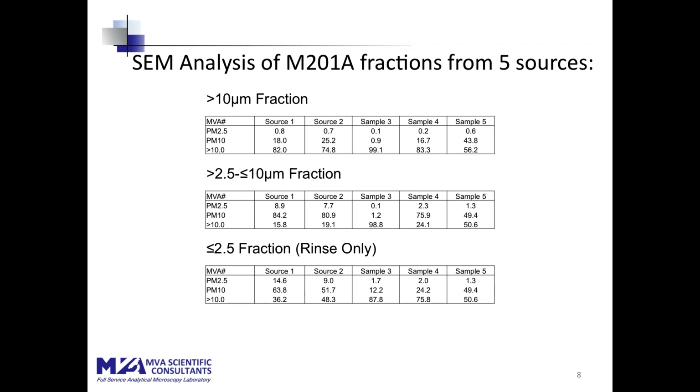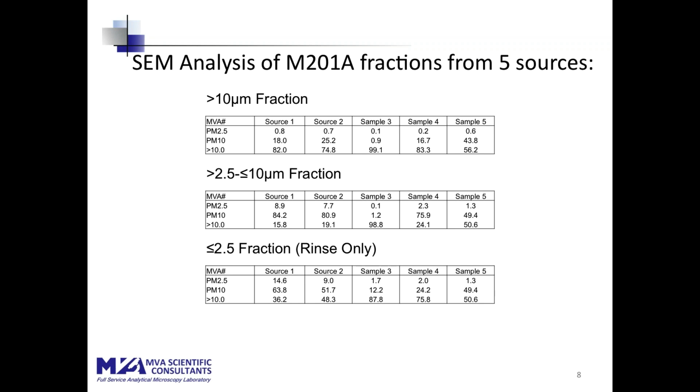This slide shows the results of the analysis of 3 different fractions of method 201A catches from 5 different sources. Method 201A uses a cyclone to separate out particles nominally larger than 10 microns, and then a second cyclone to pass particles nominally smaller than 2.5, and particles between 2.5 and 10 microns are caught between them. PM10 in this setup is everything that is not rejected by the 10 micron cyclone, and PM 2.5 is everything not rejected by the 2.5 micron cyclone.